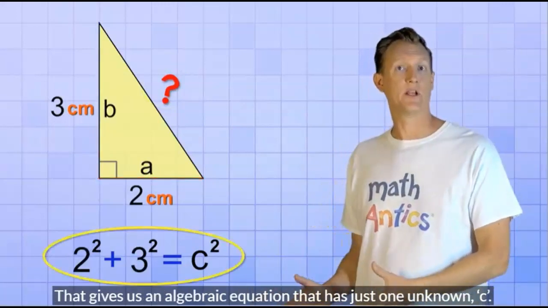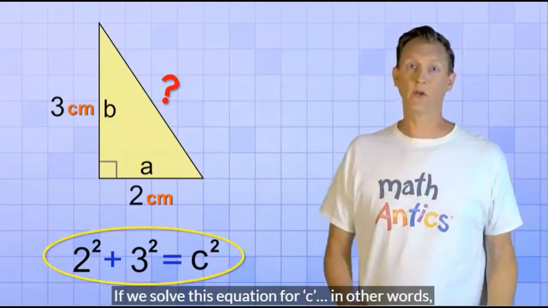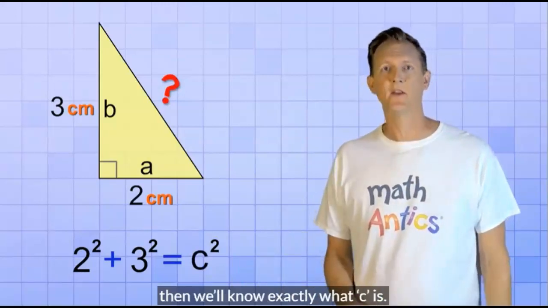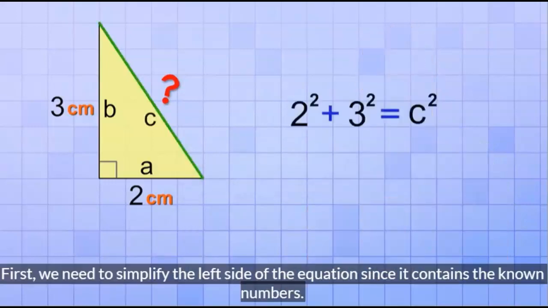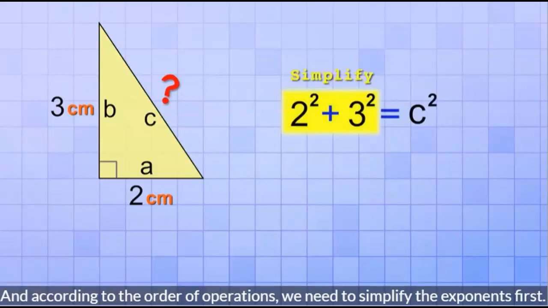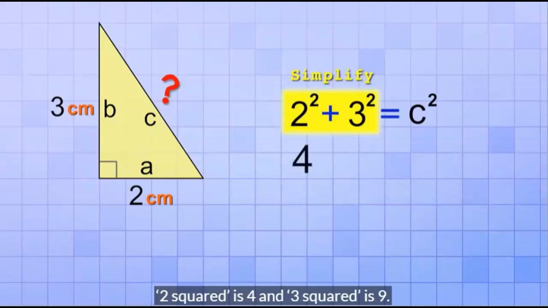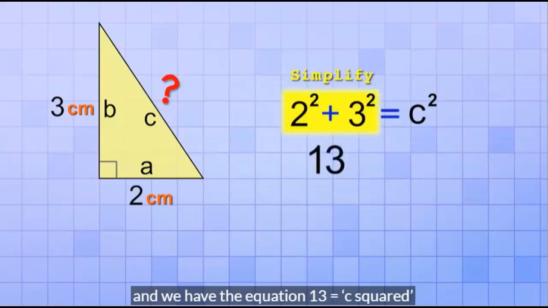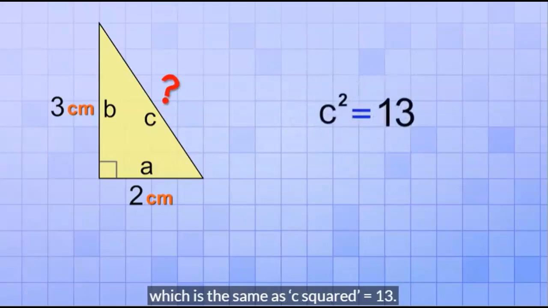That gives us an algebraic equation that has just one unknown, c. If we solve this equation for c, in other words, if we rearrange the equation so that c is all by itself on one side of the equal sign, then we'll know exactly what c is. We'll know the length of that side of the triangle. First, we need to simplify the left side of the equation since it contains the known numbers. And according to the order of operations, we need to simplify the exponents first. 2 squared is 4, and 3 squared is 9. Then, we add those results, 4 plus 9 equals 13. And we have the equation 13 equals c squared, which is the same as c squared equals 13.